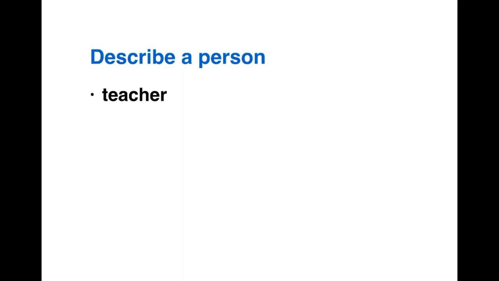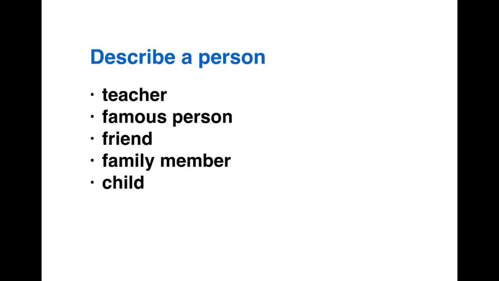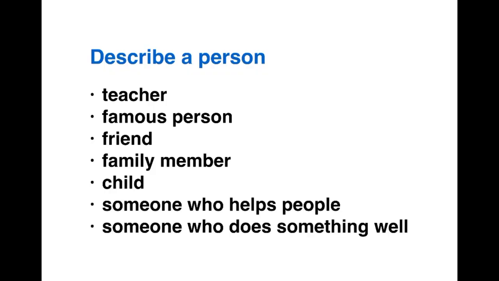a good score. Now we come to the main part of this lesson, which is to look at the topic area, describe a person. One of our 6 main topic areas that we need to prepare. And I've seen this question asked in different ways. If you look at the official Cambridge IELTS books or the other official IELTS materials, you'll see variations on this question, such as describe a teacher, a famous person, a friend, family member, child, someone who helps people, or someone who does something well. Those are examples that I've seen of this question asked in different ways.